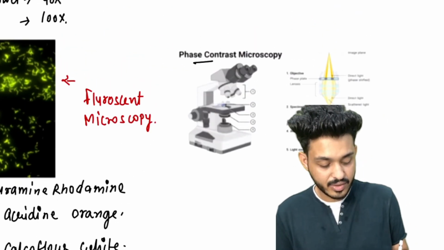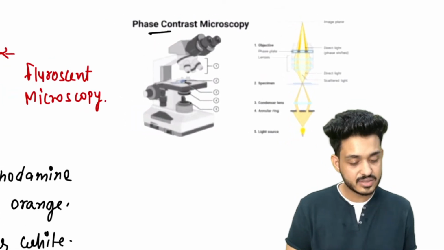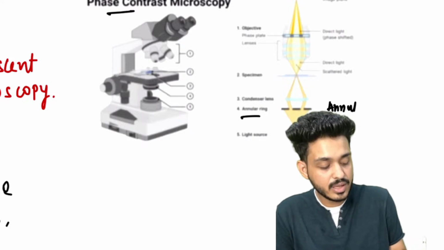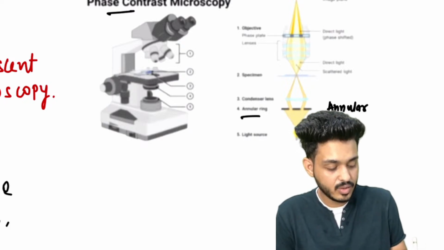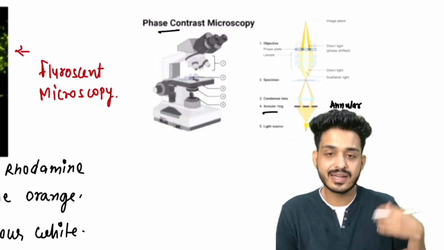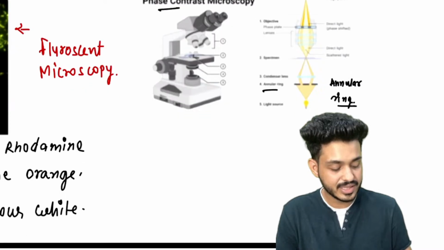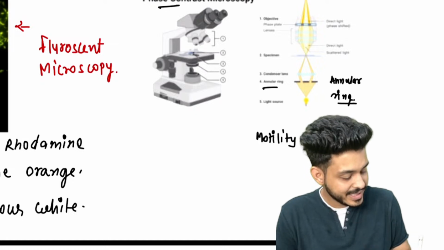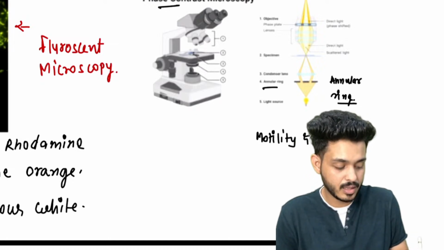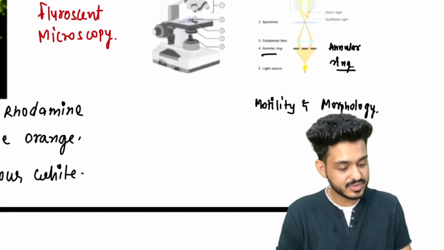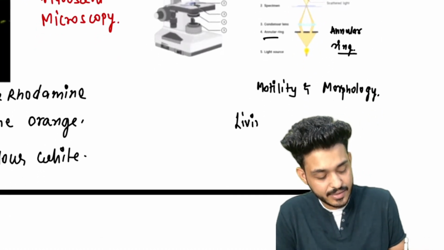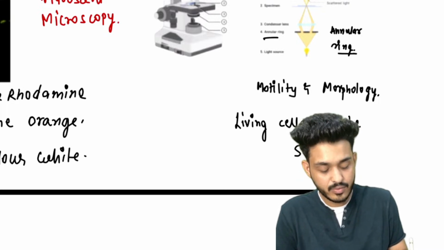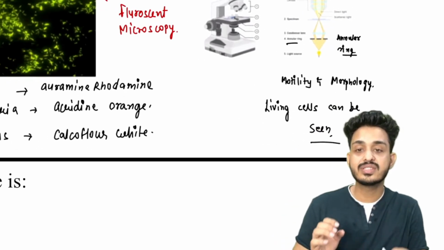And there is a question in your NEET PG examination about phase contrast microscopy. It will be having, guys, an annular ring. Just remember what I am telling you. It will be having an annular ring and the light will be using scattered light. What is important? It will be telling us about the motility and morphology of the organism. In fact, we can see the living cells also. Living cells can be seen via this phase contrast microscopy.